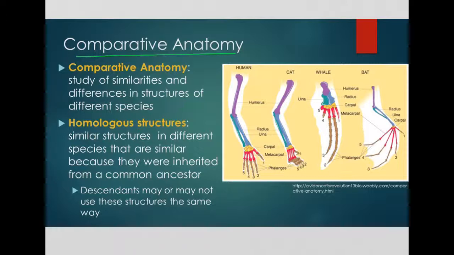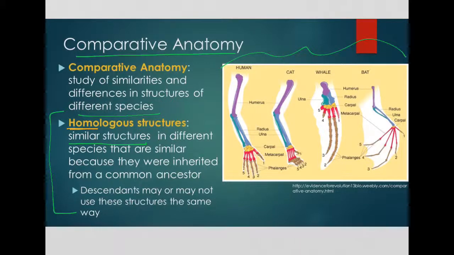We can also look at currently living organisms, and this is called comparative anatomy, comparing the anatomy of different organisms. Comparative anatomy studies the similarities and differences in structures of different species. One part of comparative anatomy is homologous structures, that homo prefix meaning the same. Homologous structures are similar structures in species, and they are similar because these structures were inherited from a common ancestor that also had these structures. And so descendants, currently living organisms, may or may not use the structures the same way as the ancestor did, but they still have these structures in some fashion.